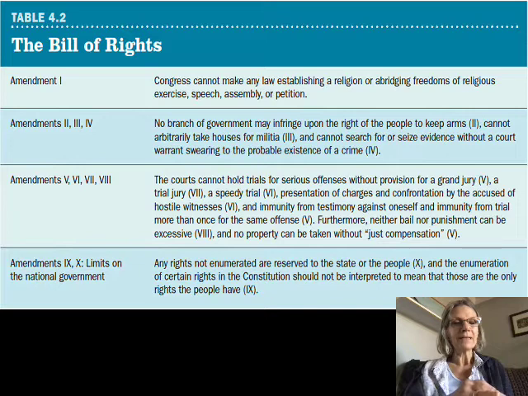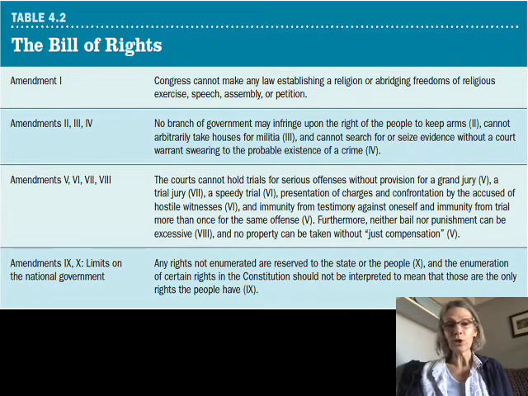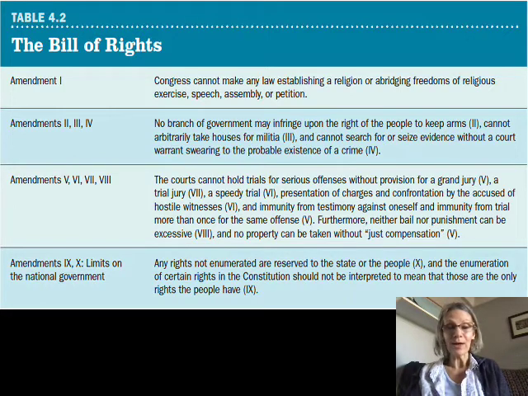And then Amendments 9 and 10 are right at the end of the Bill of Rights. Now we know about the 10th Amendment because we learned about that in federalism. The 10th Amendment basically says that any right that's not given to the national government, any non-enumerated right, those rights are reserved to the states and to the people, okay? So it's the Reserved Powers Amendment. The Ninth Amendment is an amendment that addresses James Madison's concern about being nauseous about leaving out certain rights.